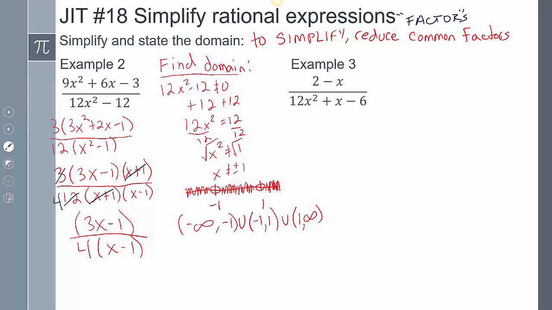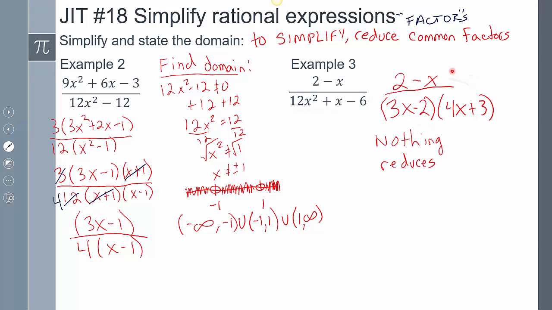So looking at another example, I'm not going to find the domain on this one. I'm just going to simplify it. But the idea here is we have to factor everything. And so if I factor this denominator, I get this statement here, and there's nothing that cancels out. Because there's nothing that reduces, this could be a representation of what my answer should be.